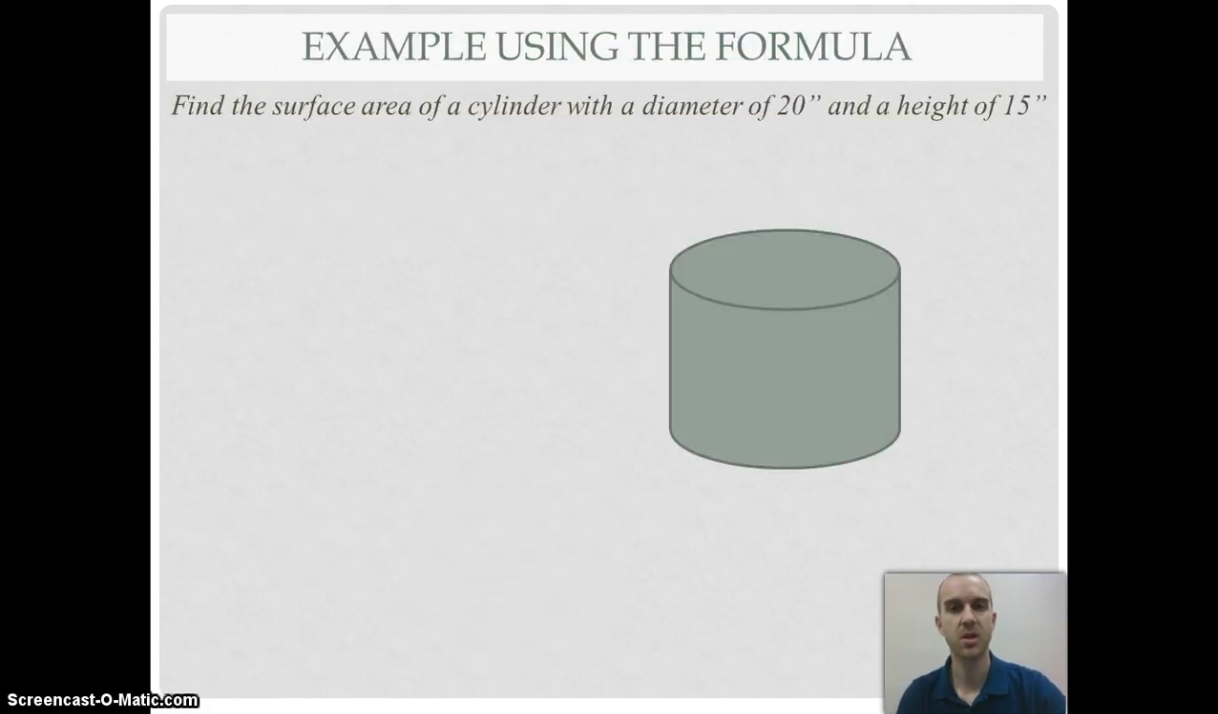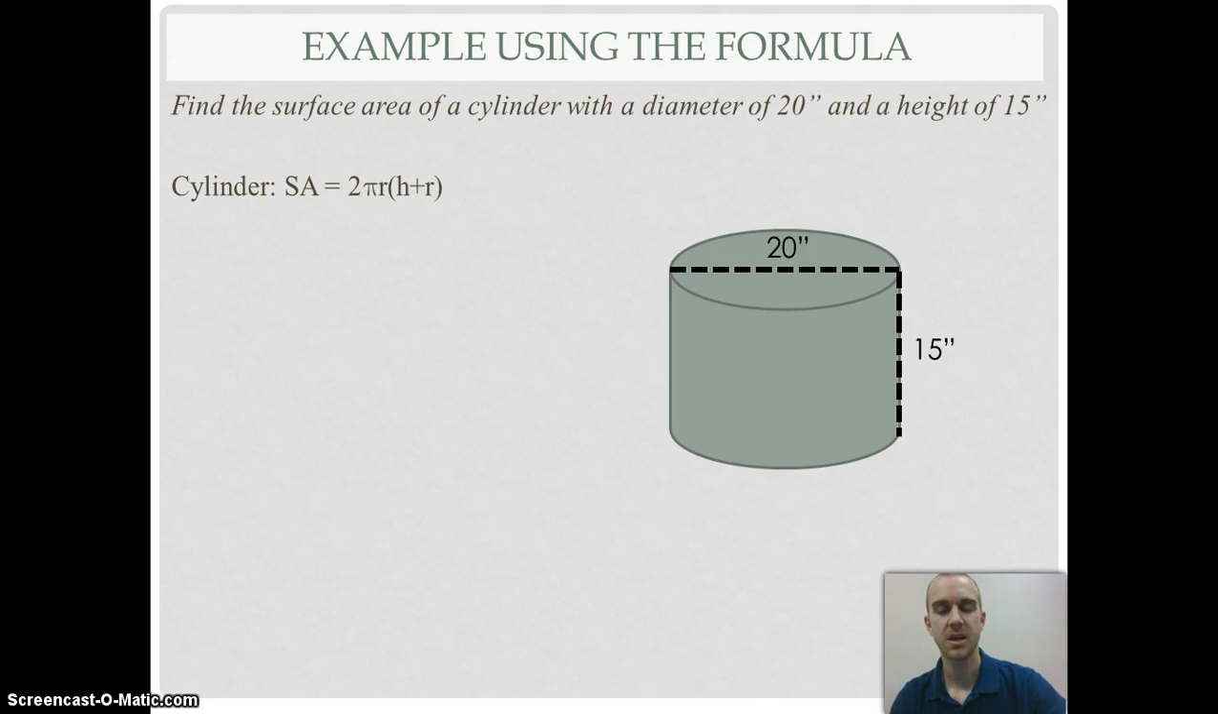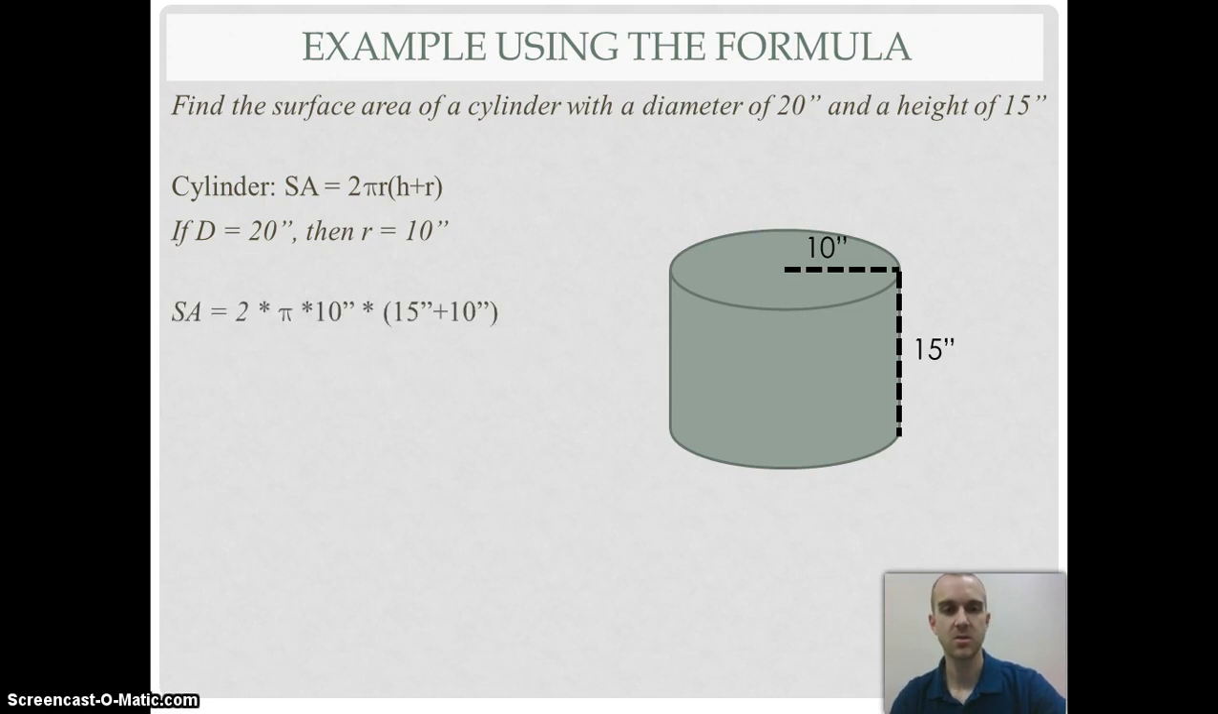So if I wanted to actually apply that formula for the surface area of the cylinder with a diameter of 20 inches and a height of 15 inches, I can label my parts. Now if I think about my formula, I need the radius and the height. So I need to change my diameter to a radius, so that would become 10 inches. Now I'll just plug in the information I have. So 2 times pi times 10 inches times 15 plus 10 inches. So I simplify my parentheses and get 25 inches.